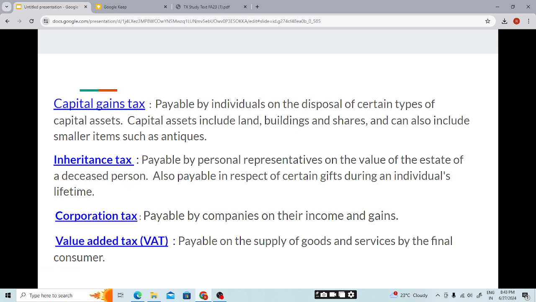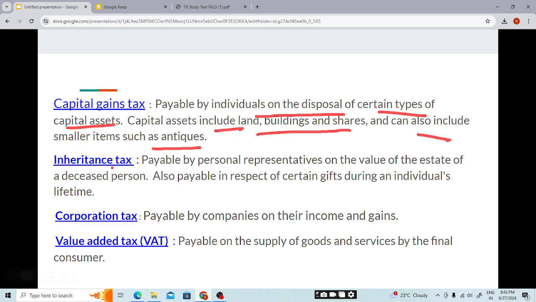And the capital gains tax, as the word suggests, capital, is payable by an individual on the disposal of certain types of capital assets. Capital assets include land, buildings and shares, and can also include smaller items such as antiques. We'll be studying things like wasting chattels in this chapter. What is capital gains tax? As we discussed in the orientation session, this is a tax on the sale of land, buildings and shares, as these are all capital assets.